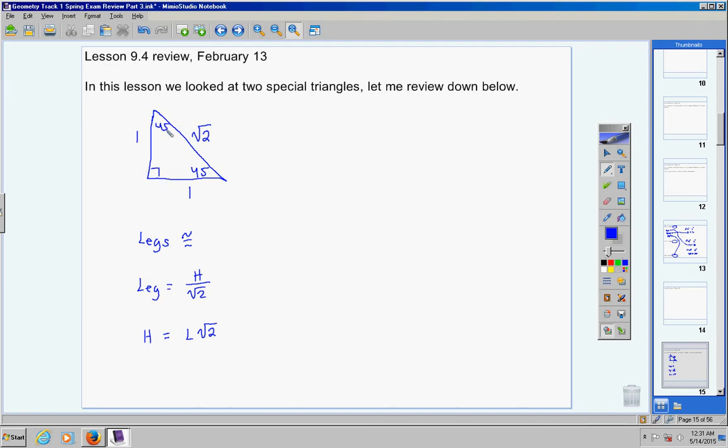So, anytime you have a 45-45-90 triangle, the legs will always be congruent. Either one of the two legs will always be congruent to the hypotenuse divided by the square root of 2. And the hypotenuse will always equal the leg times the square root of 2. Now, let's say I drew another special triangle here.